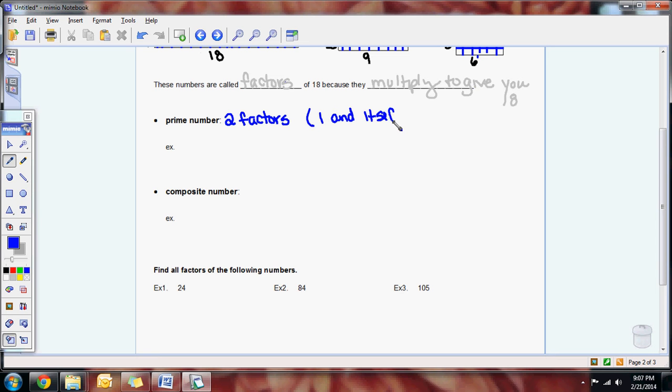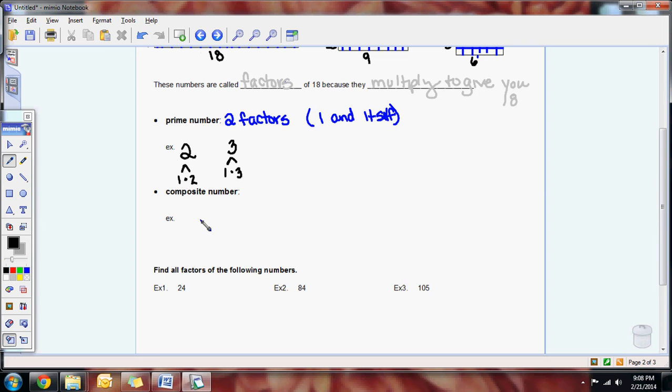So to give you an example, the number 2 is a prime number because the only 2 factors of 2 would be 1 times 2. That's it. There's no other way to get a 2. Another prime number would be 3 because the only 2 factors of 3 would be 1 times 3. Okay? So those are prime numbers.